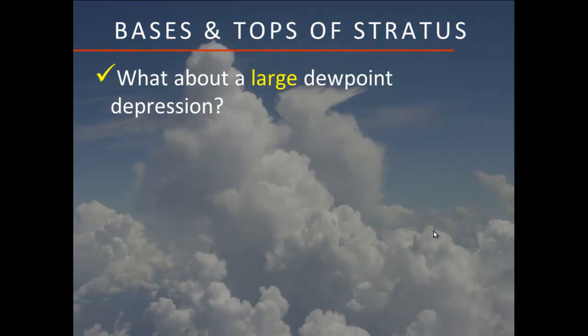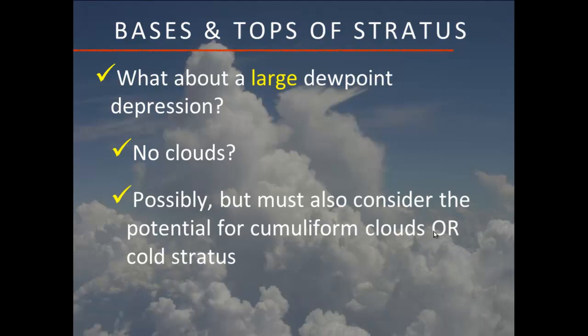So what happens if the temperature and dew point spread are large? Large dew point depression. No clouds? Well, maybe not. You have to also think about that other cloud type we talked about. We said there's two forms of cloud types: non-convective, stratiform, and then you have your convective clouds. So it could be, in this particular case, that it could be a convective cloud that is forming and not necessarily a stratiform cloud. So again, we're looking at large temperature dew point spreads.